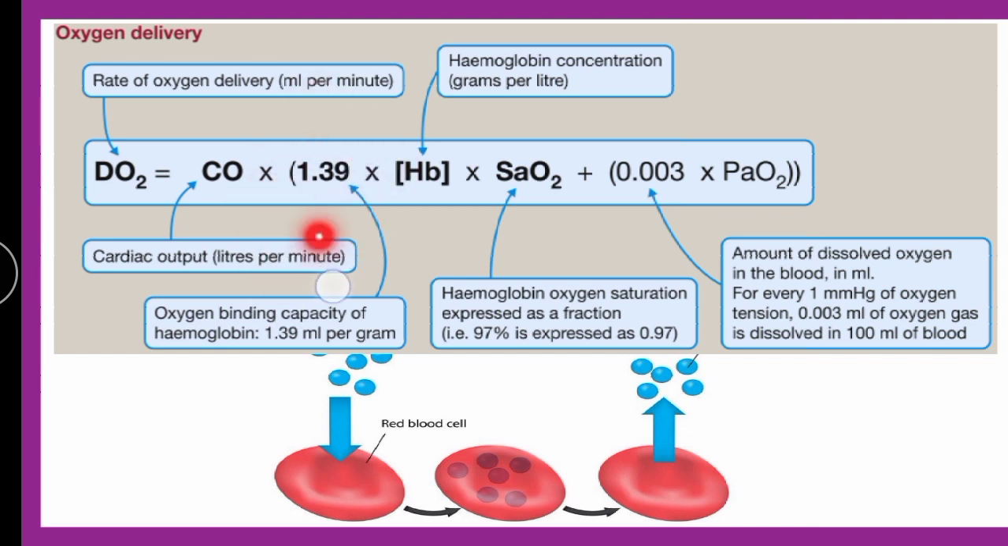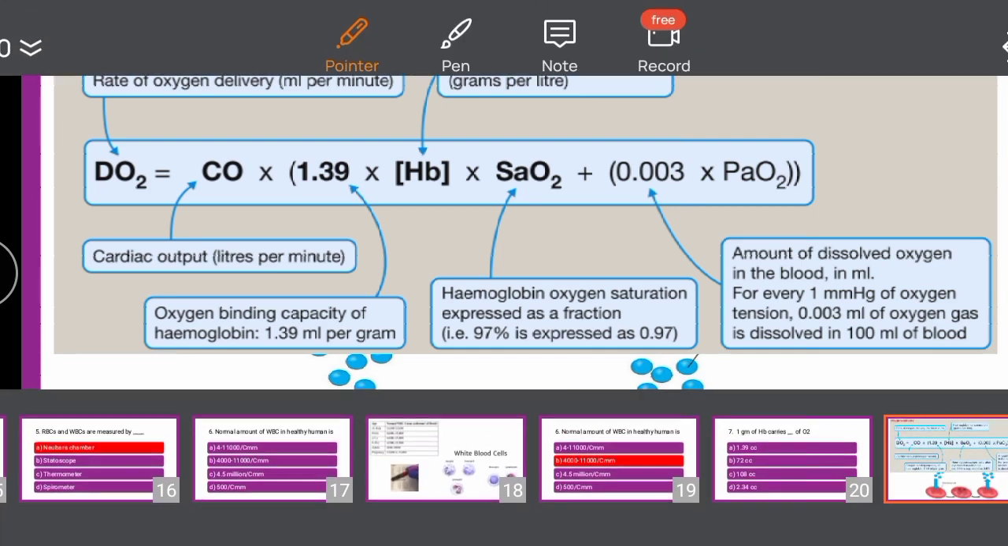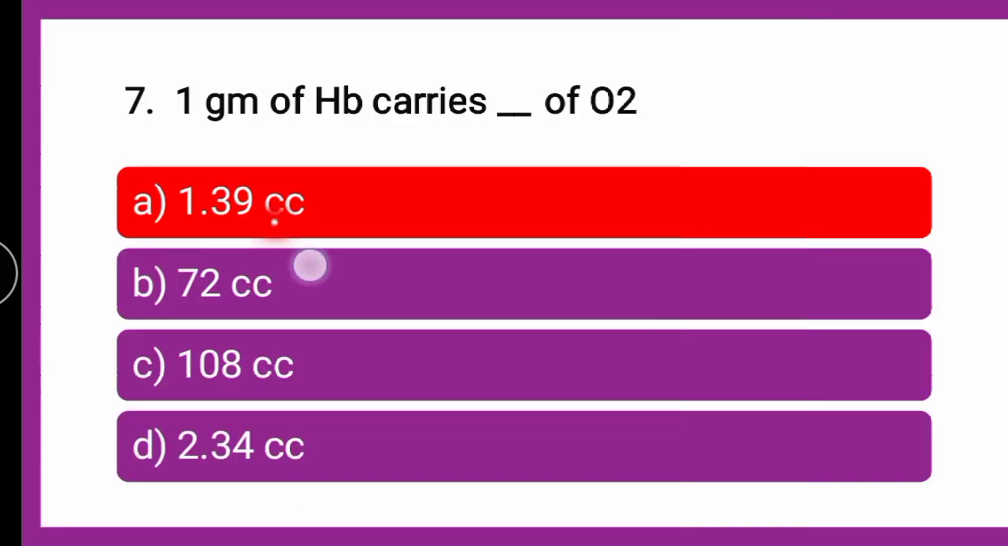So if you see the term 1.39, it is the oxygen binding capacity of hemoglobin, which is 1.39 ml per gram. So the oxygen binding capacity of hemoglobin, the correct answer is 1.39 cubic centimeter, okay.